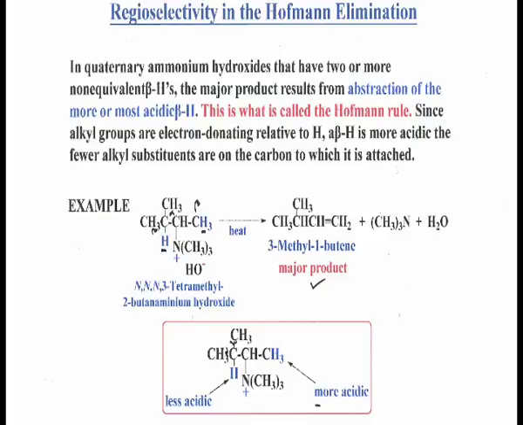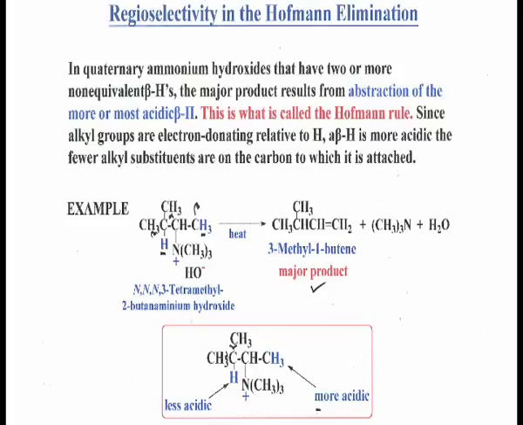The major product results from abstraction of the more or most acidic beta hydrogen. Acidic protons will be very easy to lose because acid is a proton donor. So, whichever proton is more acidic will be easy to leave the system. If there are two beta hydrogens as in this case, the one that is more acidic will leave, the other one will not leave, or if it leaves it will be less in amount. In this case it is very clear that the CH3 hydrogen is more acidic, whereas this more substituted CH3 is less acidic.